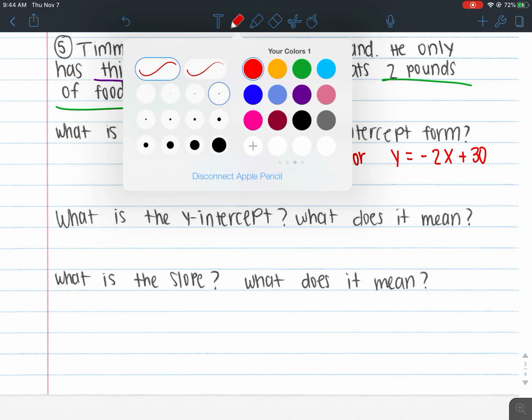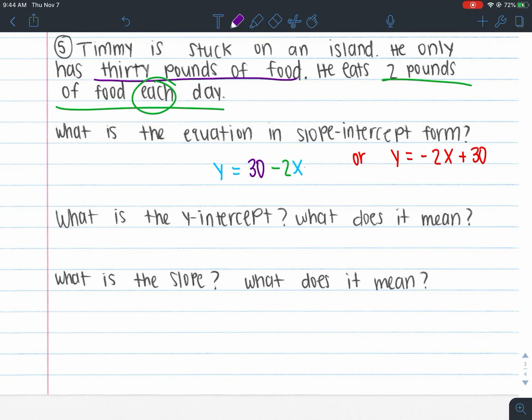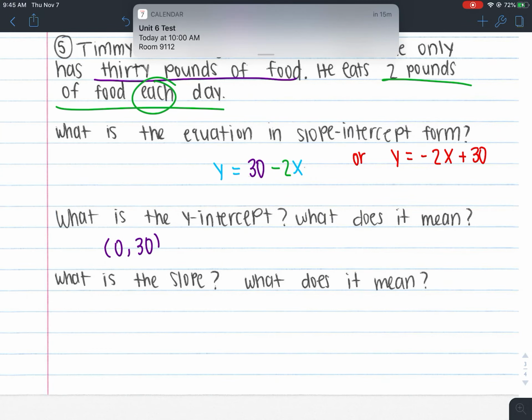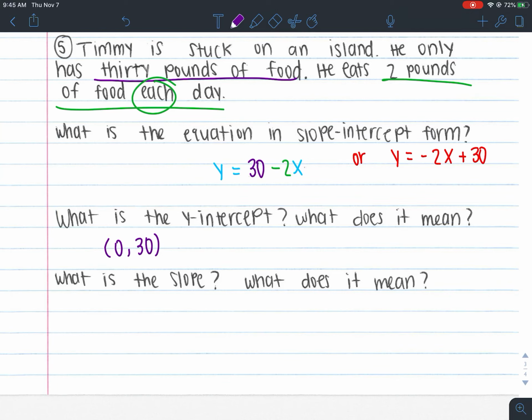Okay, well, what's our y-intercept here? Remember, your y-intercept is going to be your b value. Our b value here is 30, so (0, 30). What does that mean? Well, that means that Timmy starts with 30 pounds of food. Remember, the y-intercept is a starting value.